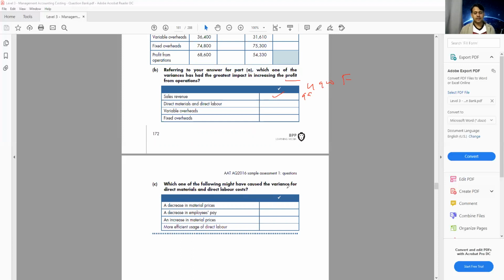Which of the following might have caused a variance for the direct material and direct labor cost? So, what do you think? What could be the reason? You have a negative impact. So why is it minus 5,480? Decrease in metal price? No, if the metal price decreases, I'll be happy, I can buy it at a cheaper price. Decrease in employee pay? No. Increase in metal price, of course, is the one. If the metal price goes up, then I have to pay more. For example, my plan was to buy raw material at 10 pounds per kilo, but after 3 months the raw material price becomes 20 pounds. I have to pay more to buy the material. That's why my cost is more. This is the reason.